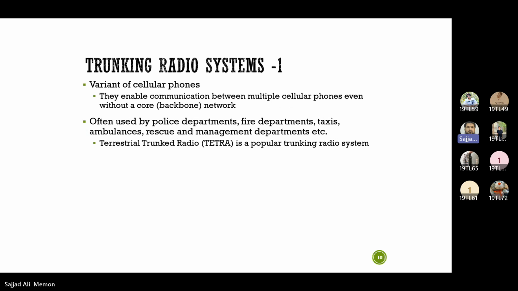Then we have trunking radio systems, a variant of cellular phones. They enable communication between multiple cellular phones even without a core backbone network, often used by the police department, fire department, taxis, ambulances, rescue and management departments, etc. Terrestrial trunked radio is a popular trunking radio system.